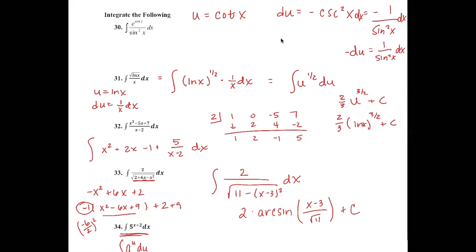So if you're integrating this, we can put the negative out front. It would be e to the u du. And then the integral of e to the u is still e to the u. And so then just plug it in. So you'd have negative e to the cotangent of x plus c. So anytime you see an e, usually your u that you're going to want is the exponent of the e.